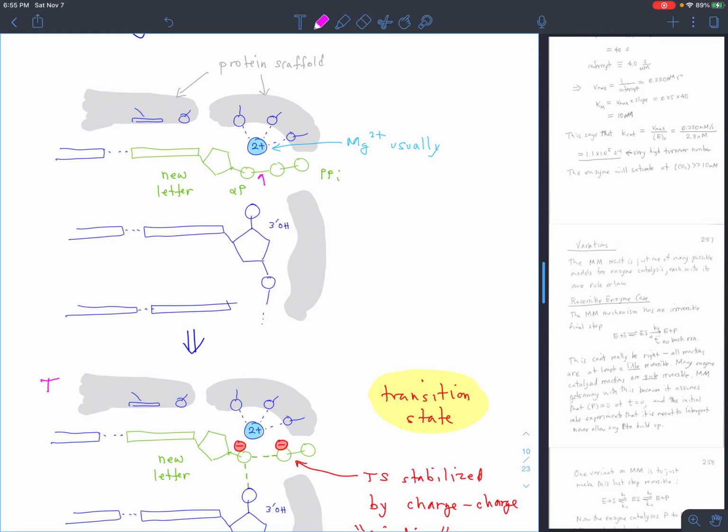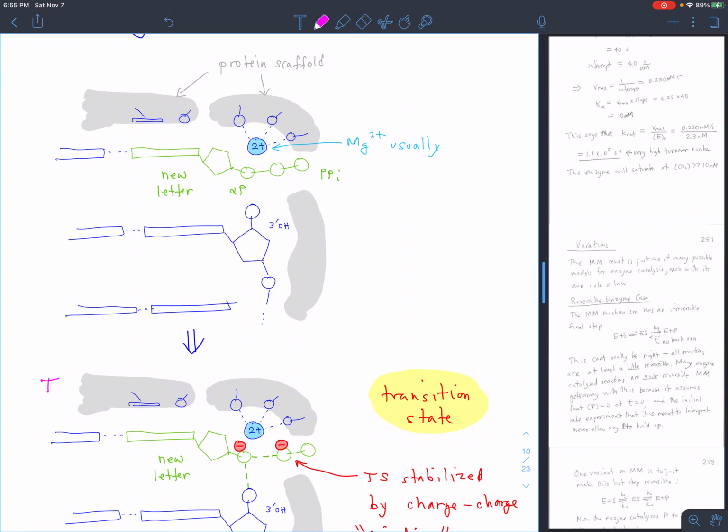You've got to break this bond, right? And it costs energy to break that bond. And the transition state will be something where there's a partial bond between this guy that will be partly broken and this guy that will be partly formed, and that will represent the top of the energy hill in something like the transition state.